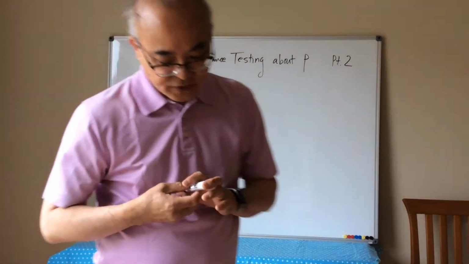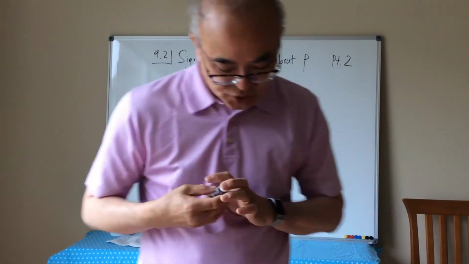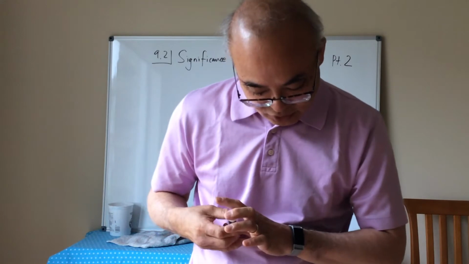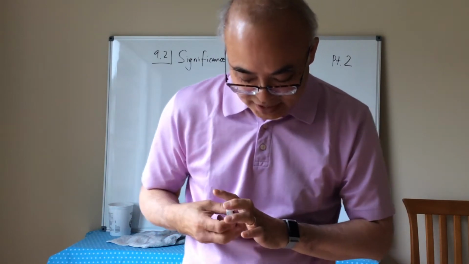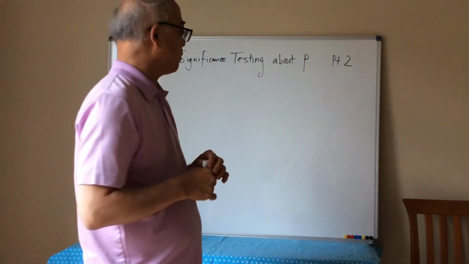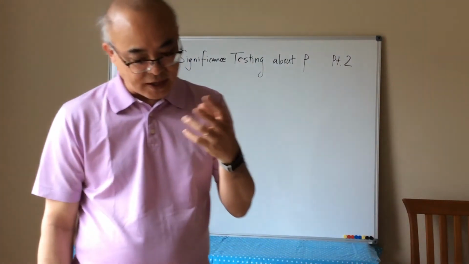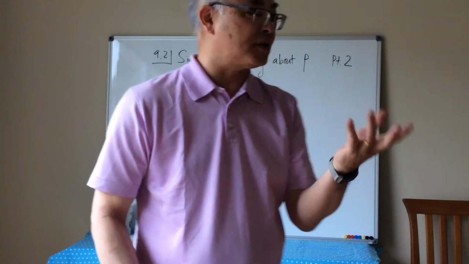Okay, so let's see if we can finish up 9.2. We're going to start on page 572 where it says putting it all together: one sample z-test for p. We're actually going to do it in a structured way. We're going to put it all together, right?